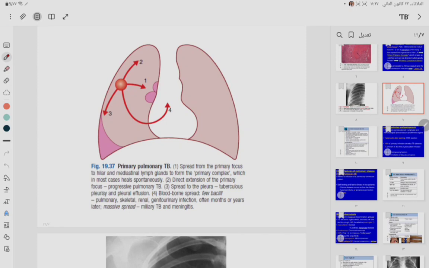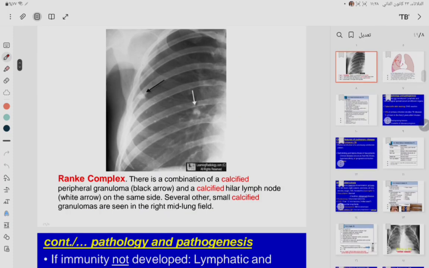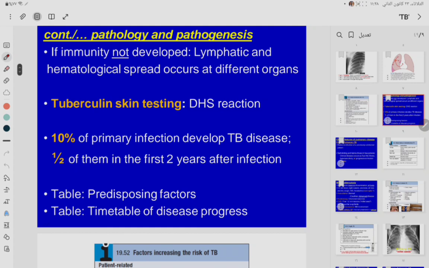So the Ghon focus, then the Ghon complex when the hilar is involved, then it will be calcified. If there is hematogenous spread to the adjacent parenchyma, you will have primary TB, which might be adjacent, or it may spread to the pleura and cause TB pleuritis and pleural effusion. And we'll see this is the Ranke complex calcified: the Ghon focus, the Ghon complex, and the Ranke complex calcification, which tells us the patient has latent TB. Next. We'll talk about latent TB in a few slides.